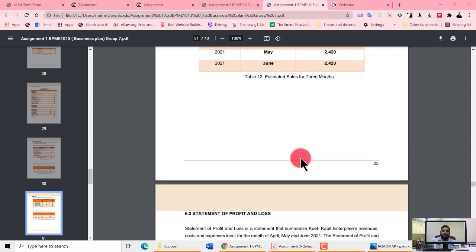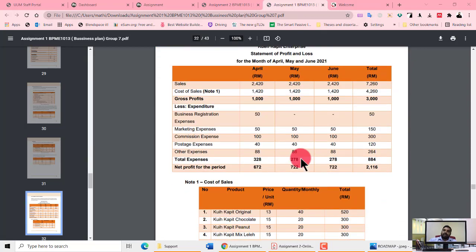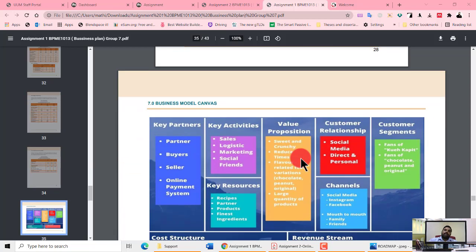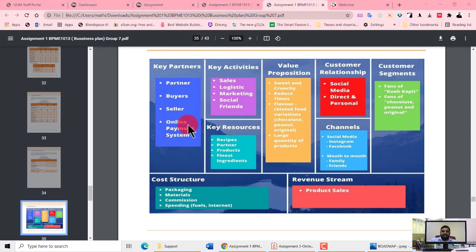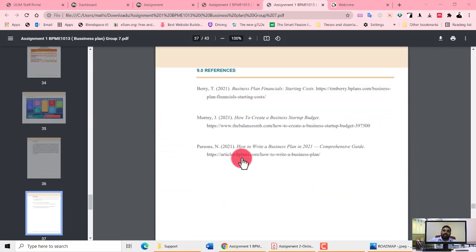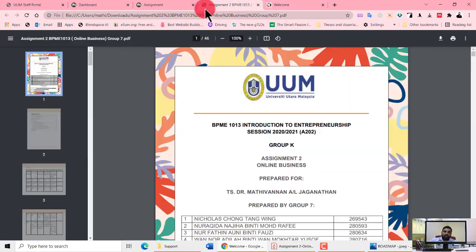One by one, until they go to the business model canvas. This is a business model canvas, a very simple one, with nine components. Then the conclusion. This is assignment 1. Now assignment 2. If you fail to do assignment 1, definitely you cannot do assignment 2. You must make sure you prepare a very structured assignment 1.